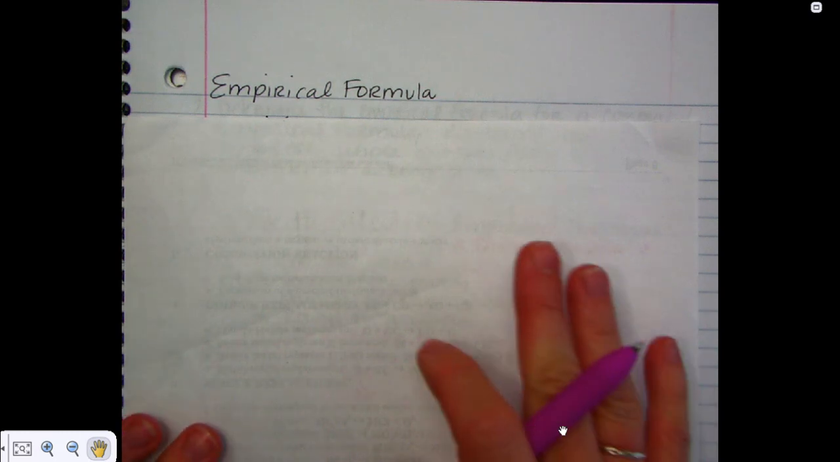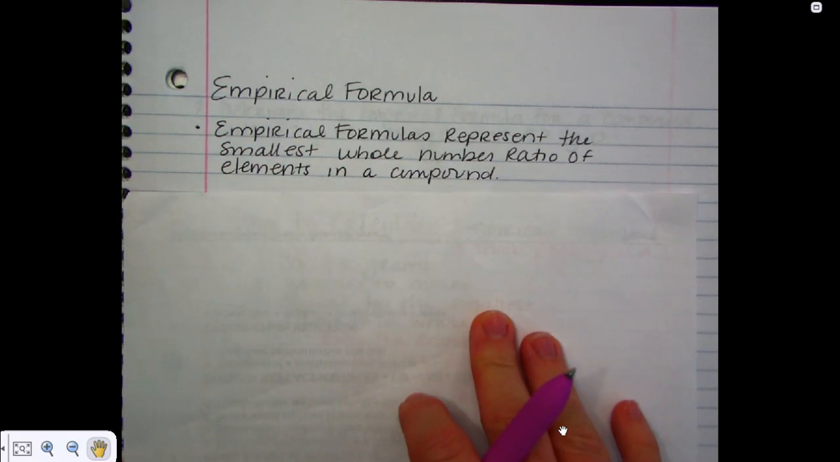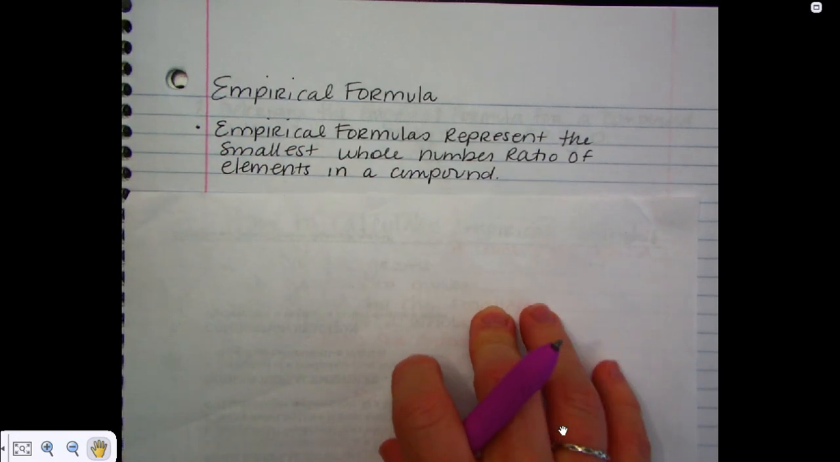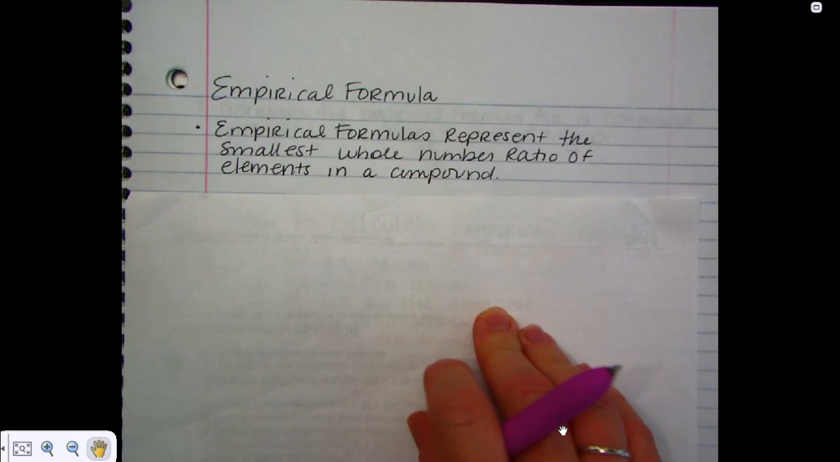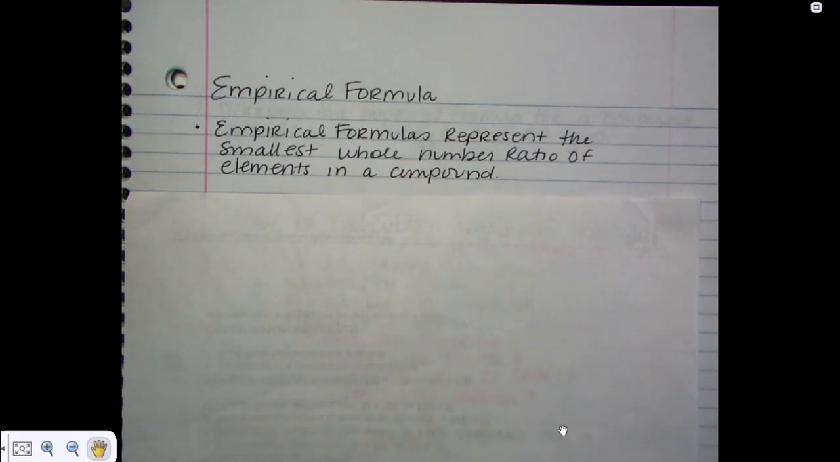All right, so in this video, we're going to go through both empirical and molecular formulas, so it is going to be a little bit lengthy. We're going to do the empirical formula piece first, followed by the molecular formula piece. So, empirical formula is the smallest whole number ratio of elements in a compound. So, the smallest way that two or more elements can come together to form a legitimate compound would be what we see as an empirical formula.